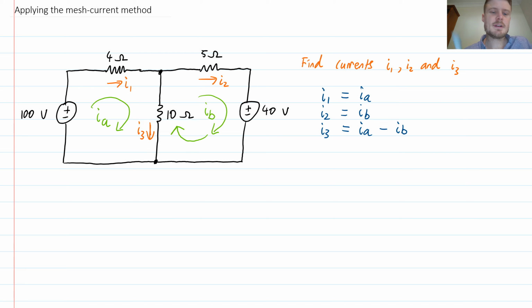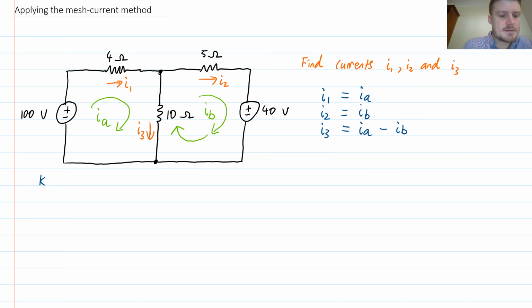So the mesh currents are really partial currents. These are elements that make up the total current, and the total current will be some combination of each of the mesh currents. The next step is to apply Kirchhoff's voltage law on this circuit.